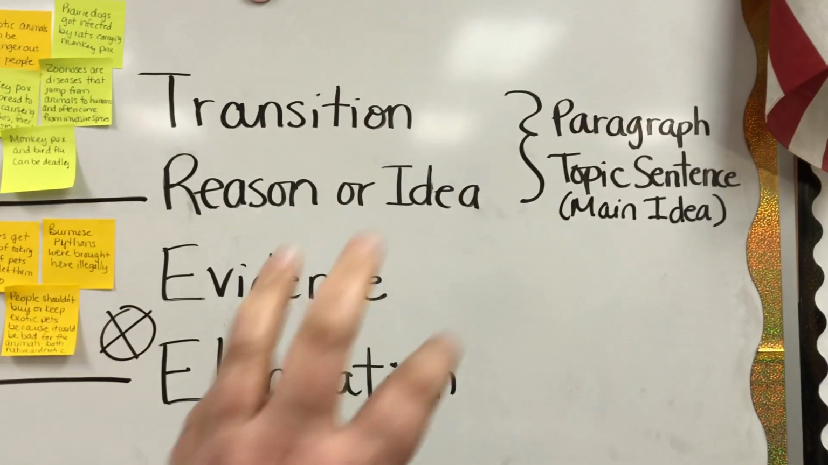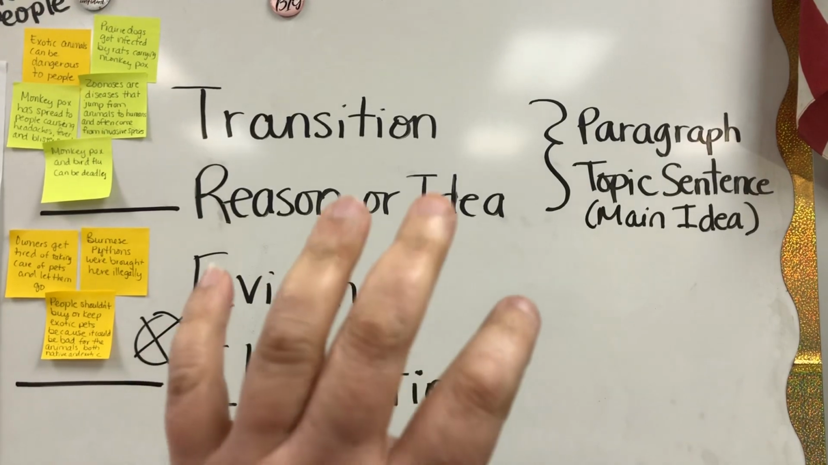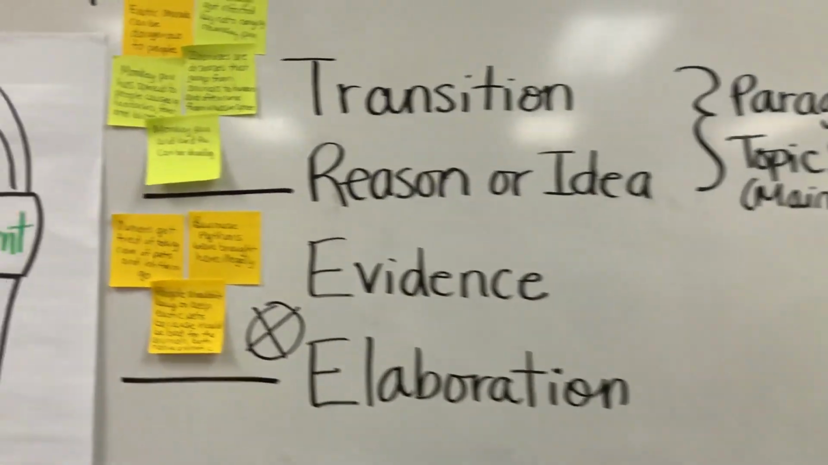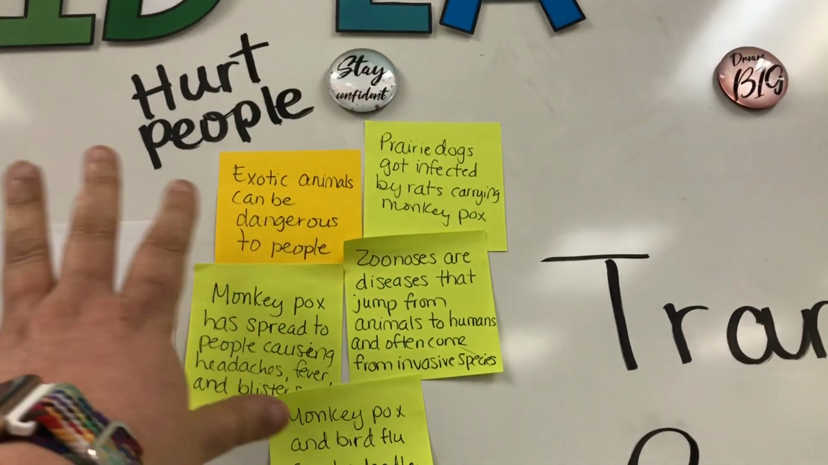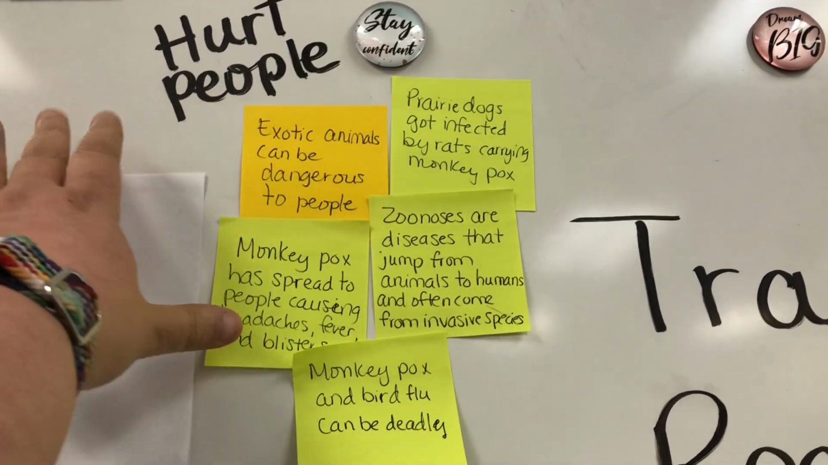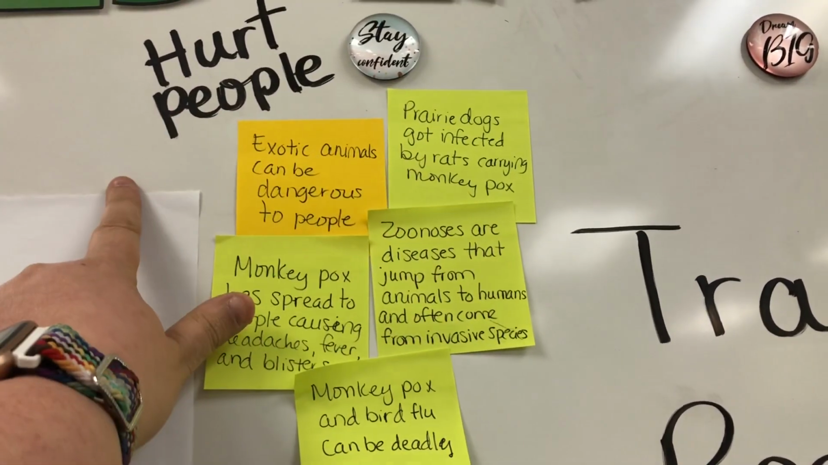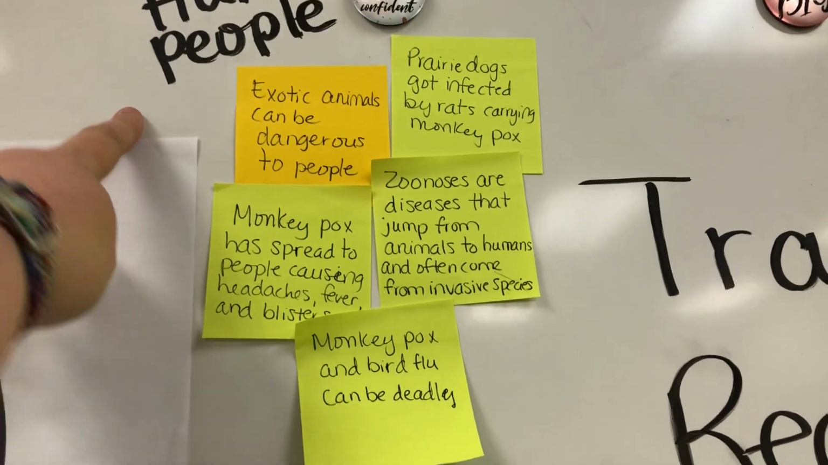We did go over the parts of a body paragraph, but I'm kind of digressing a little bit. Let me focus back on what I was showing you. But after we categorized them, we gave it a title. So all this evidence shows how invasive species hurt people.